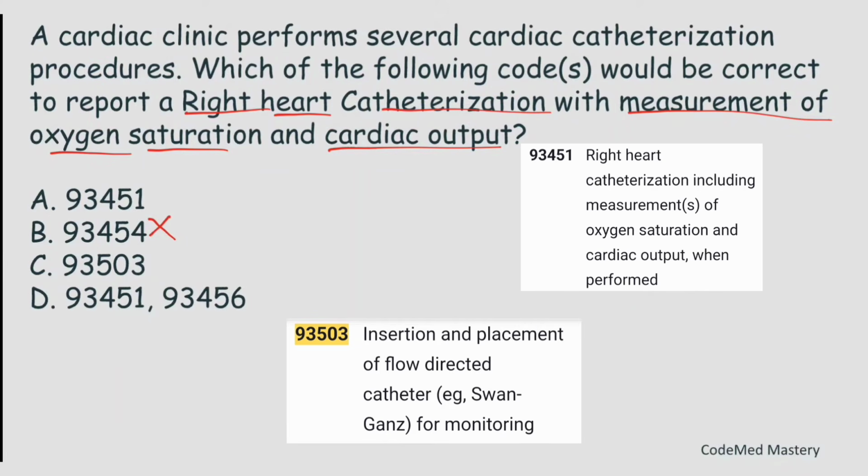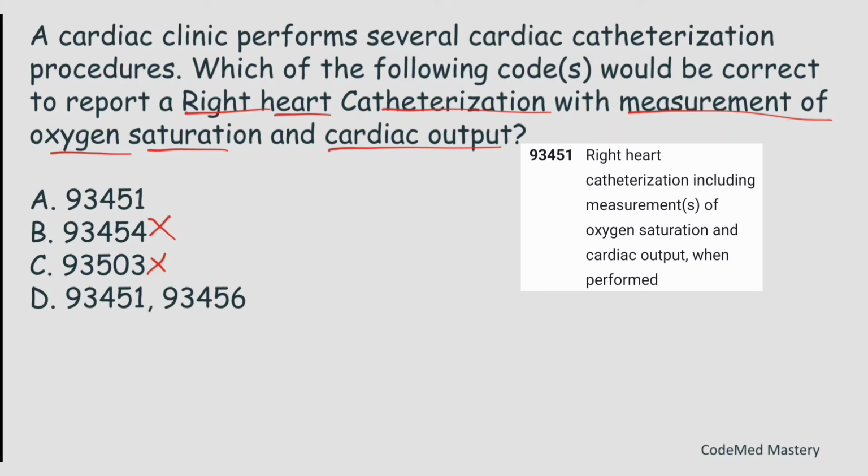93503 is for insertion and placement of flow-directed catheter, example Swan-Ganz, for monitoring purposes. In the question, we cannot see insertion and placement of flow-directed catheter, right? They have only performed right heart catheterization. So eliminate option C. Coming to option D, 93451, we checked in option A.